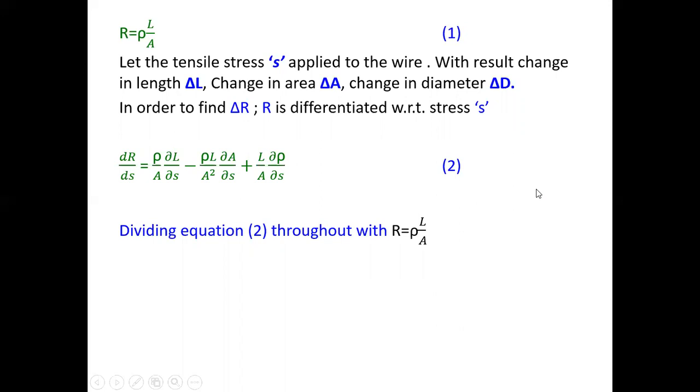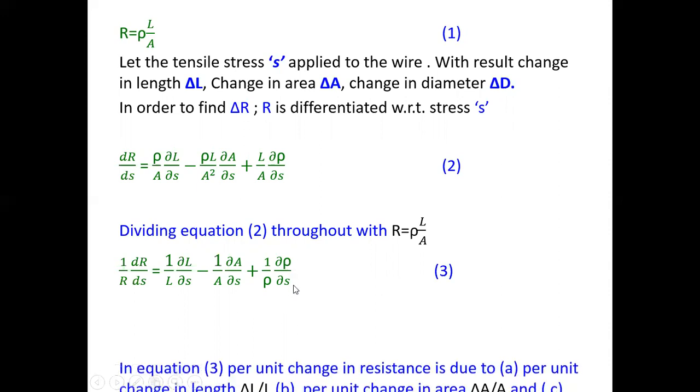Dividing equation 2 by equation 1, 1 by R dR by dS is equal to 1 by L dL by dS, rho A getting cancelled, minus 1 by A dA by dS, rho L by A cancelled, plus 1 by rho d rho by dS, L by A getting cancelled.